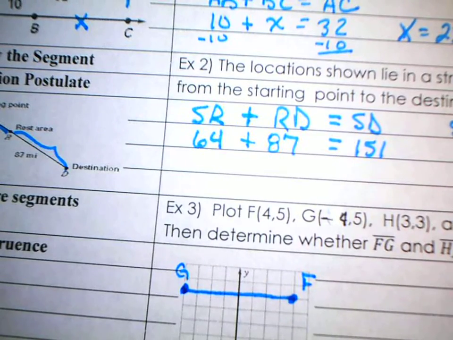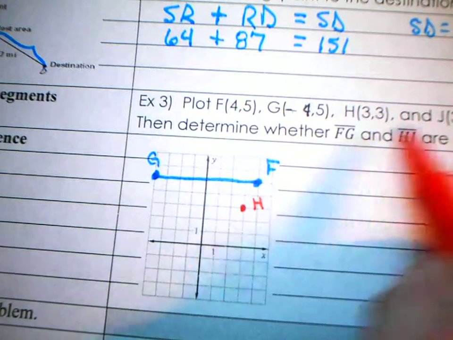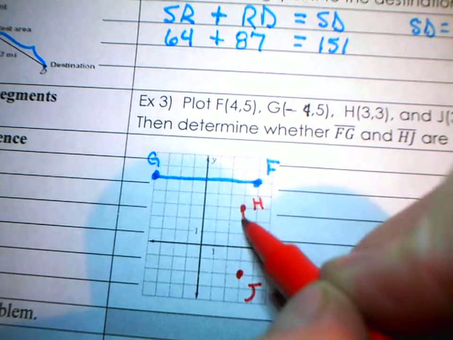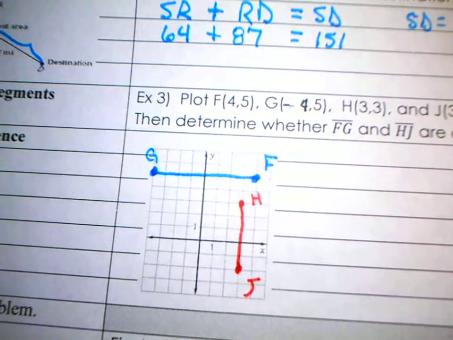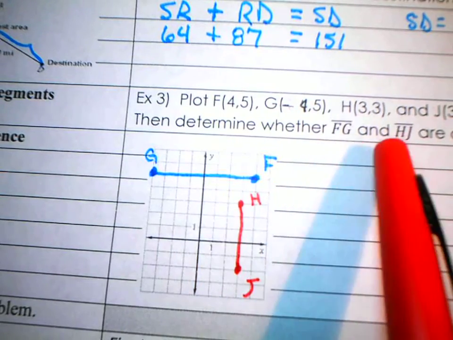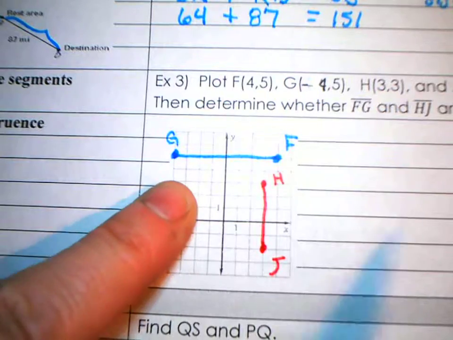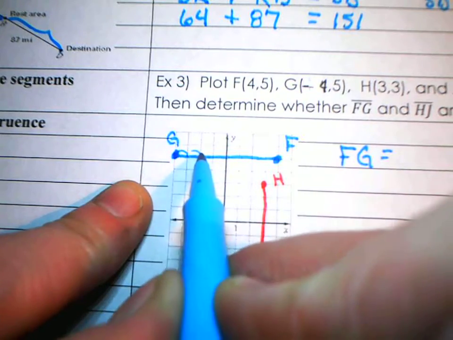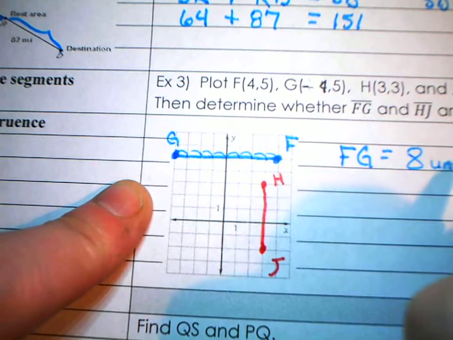And then I also have here is H and J. Okay, I have plotted my two segments, and it says to determine whether FG and HJ are congruent to each other. Since I have a horizontal line, I can actually just count the length. 1, 2, 3, 4, 5, 6, 7, 8. This is 8 units long.